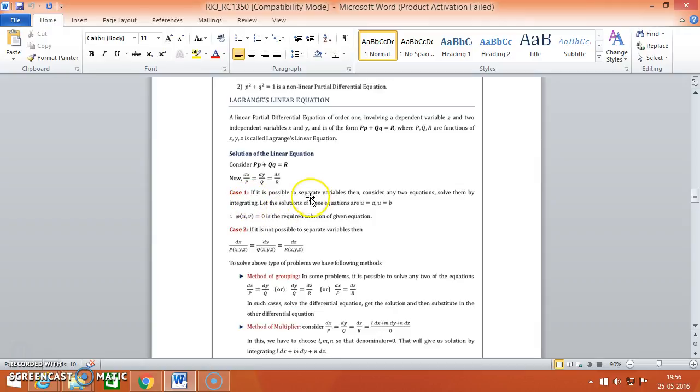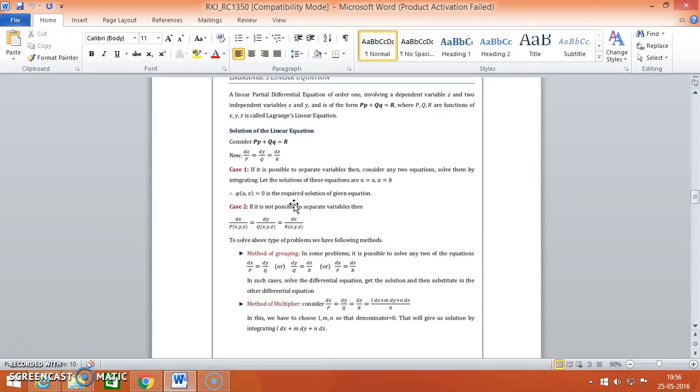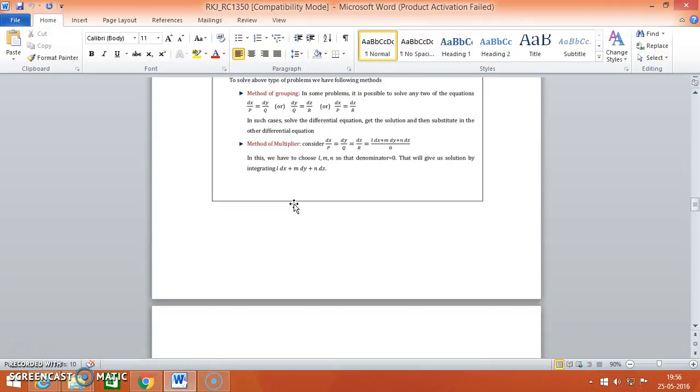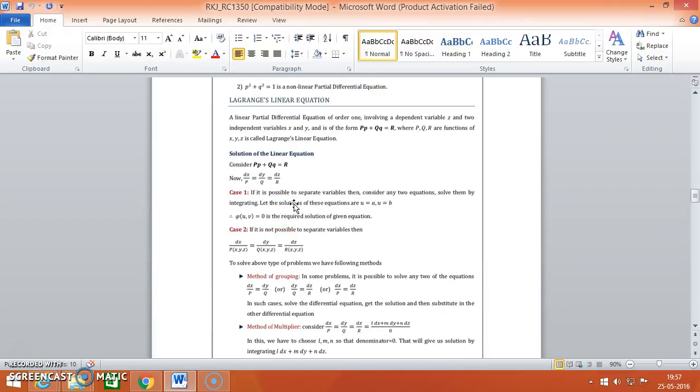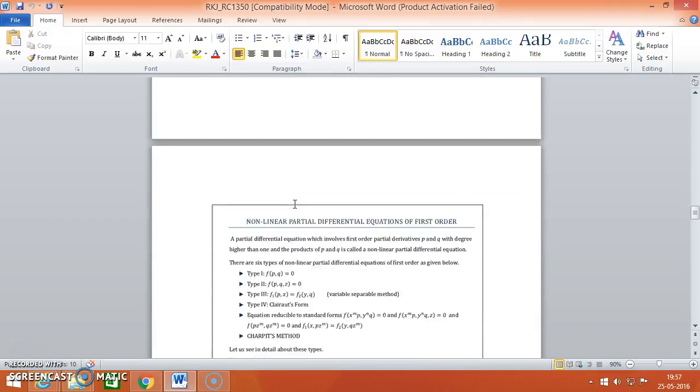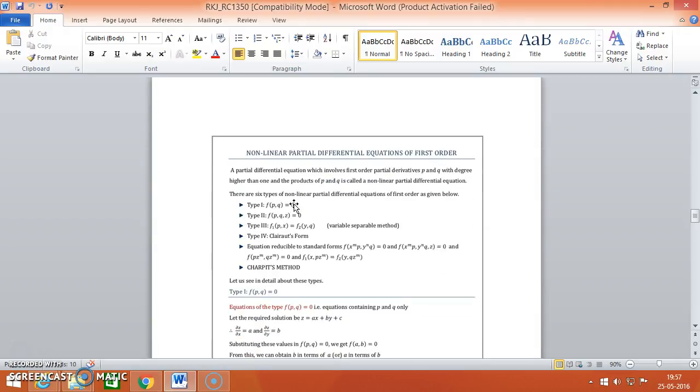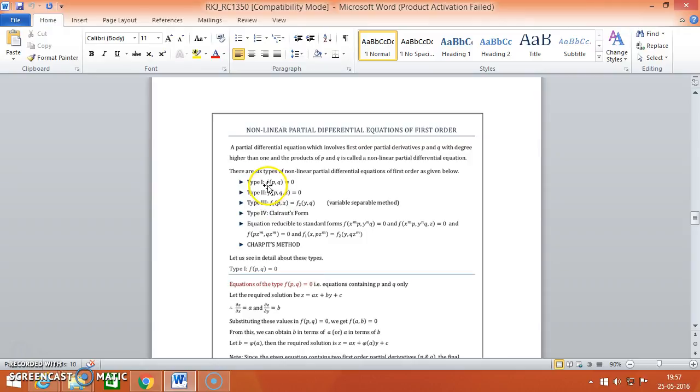We solve this equation in two ways, by using some method of grouping, and second way by method of multipliers, and we obtain two solutions. Then we get complete solution of the equation Pp plus Qq equal to R. Now nonlinear PDE we categorize in four models. First model, f of p, q equal to 0. Second model, f of p, q, z equal to 0. Third, f1 of p, x equal to f2 of y, q. And last, Clairaut's form.